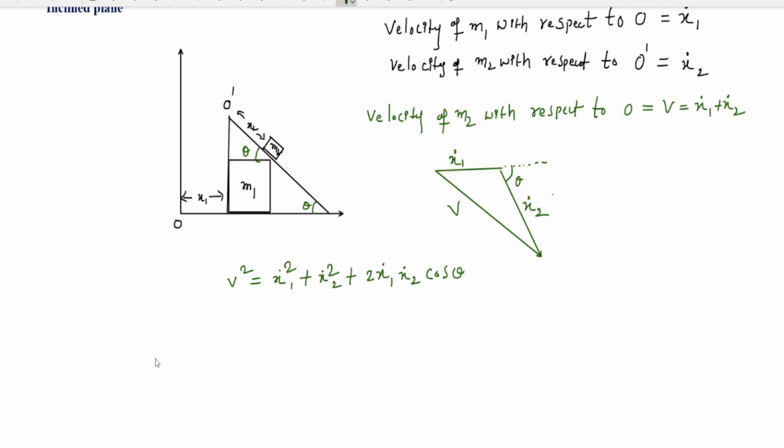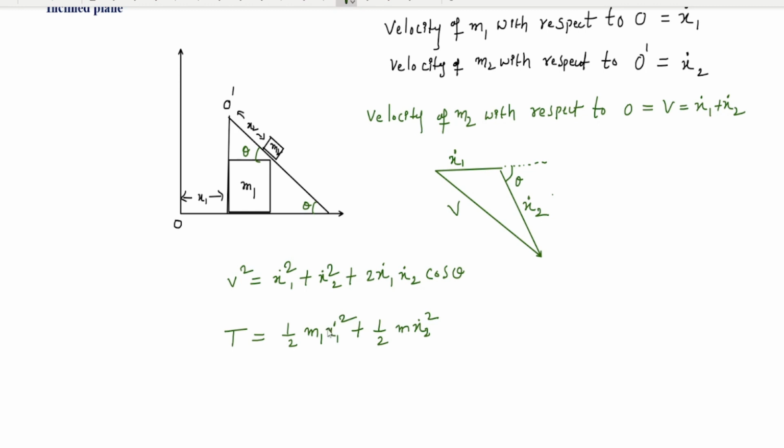The kinetic energy of the whole system observed from O is kinetic energy T equals 1 divided by 2 m1 x dot 1 square plus 1 divided by 2 m2 times the velocity of m2 squared.